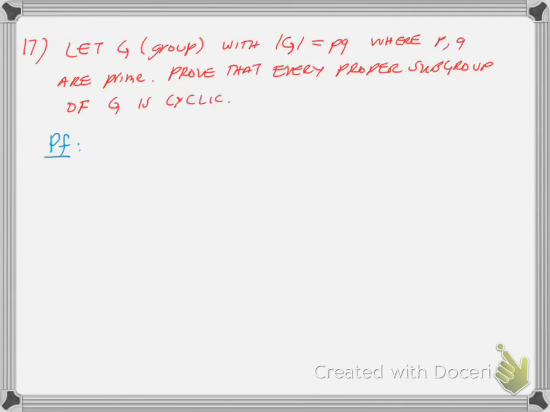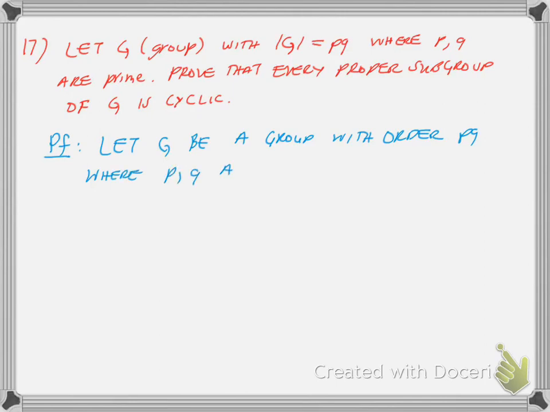Okay, so our next problem, which is a proof. Let G be a group with the order of G equal PQ, where P and Q are prime. Prove that every proper subgroup of G is cyclic. Okay, so again, just starting off with our basic information. Let G be a group with order PQ, where P and Q are prime.